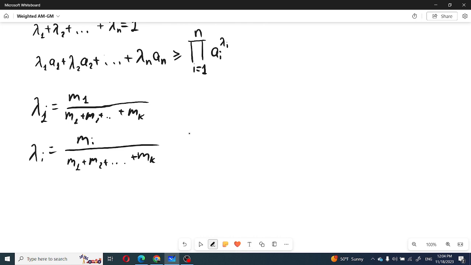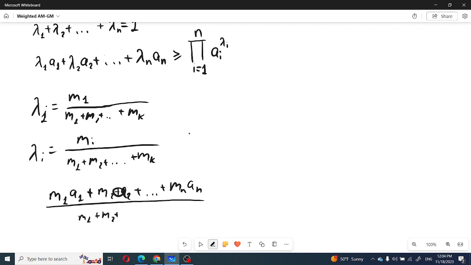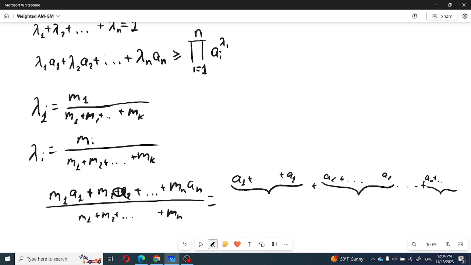So in this case we will have m1 times a1 plus m2 times a2 all the way up to mn times an, and this number is divided by m1 plus m2 all the way up to mn. Now we can represent these numbers as a1 repeated m1 times, plus a2 repeated m2 times, and the last one will be an repeated mn times. Now if we use the common AM-GM for these numbers, then we need to divide by their count, so m1 plus m2 plus up to mn.